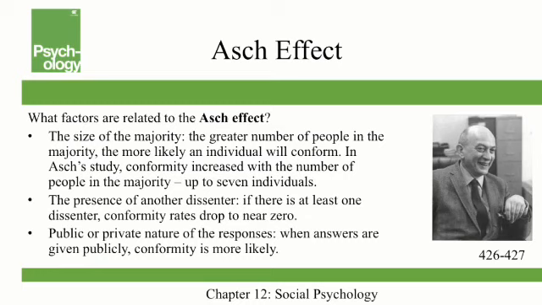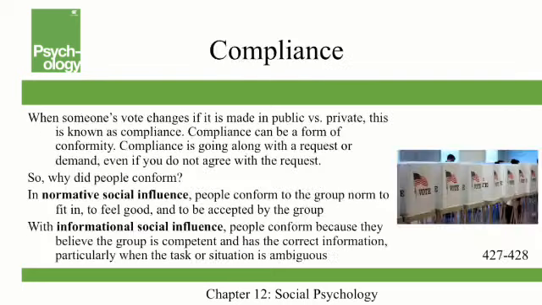The presence of another dissenter makes conformity drop to near 0. And there's also an issue with the public or private nature of the responses. When answers are given publicly, conformity is more likely. And that's one of the reasons why we vote in private without announcing what our choice is.